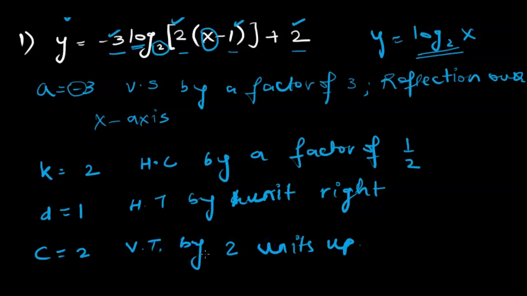So we have a vertical translation of 2 units up, a horizontal translation of 1 unit right, a horizontal compression by a factor of 1 over 2 because k is 2, and a vertical stretch by a factor of 3 because a is 3. Since a also has a negative sign, there is a reflection over the x-axis as well. And we know the parent function is y = log base 2 of x. This is how we write down the transformations when we are given a transformed equation in logarithmic functions.